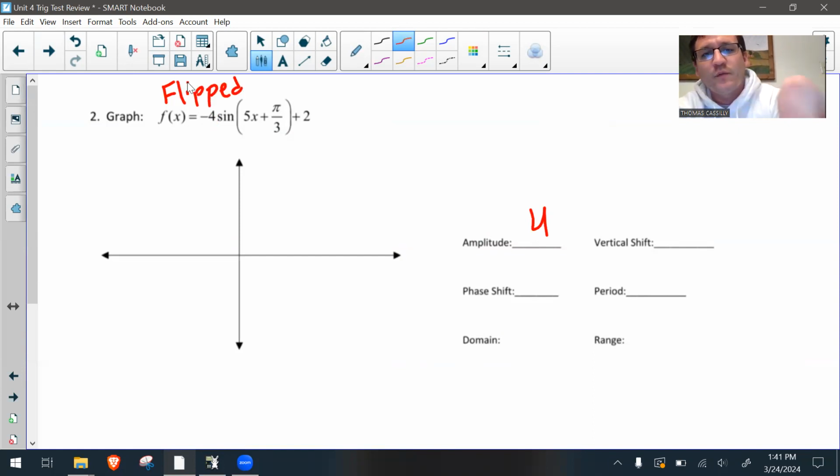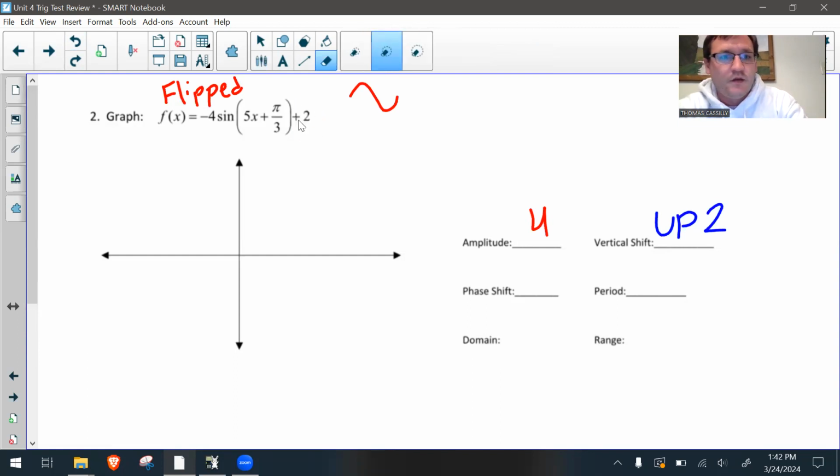All right, so remember sine looks like that. So it's just going to be flipped upside down. So we know when we graph this thing, it's going to start and end like that. All right. So let's see what we got here. The phase shift and the vertical shift. Vertical shift is always going to be that last number right on the end here. So that's just going to be up 2.